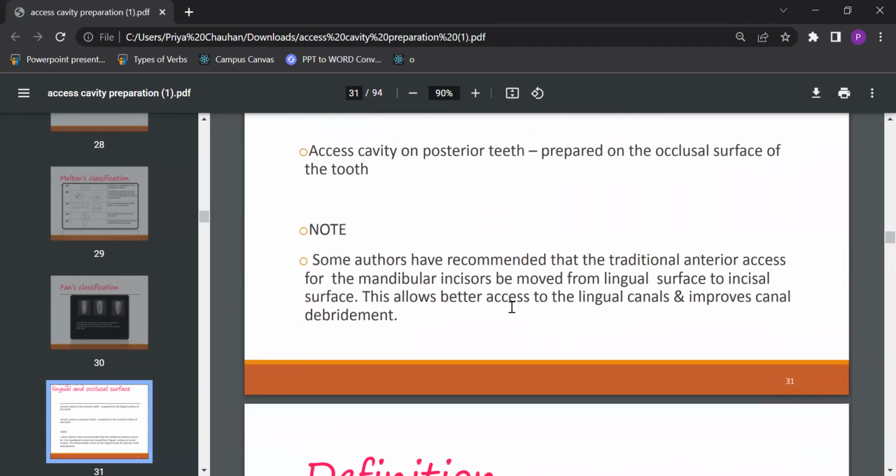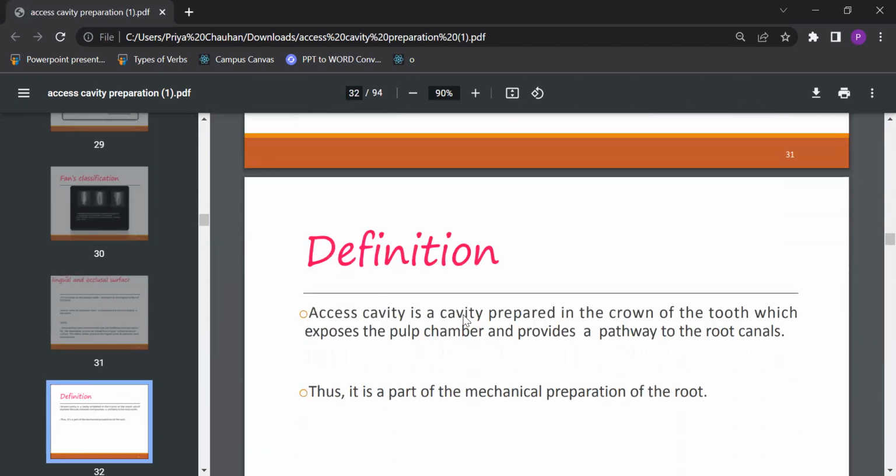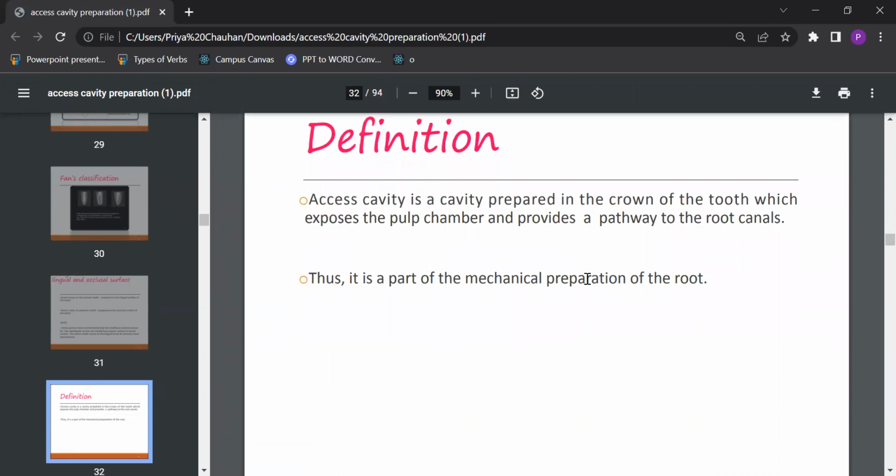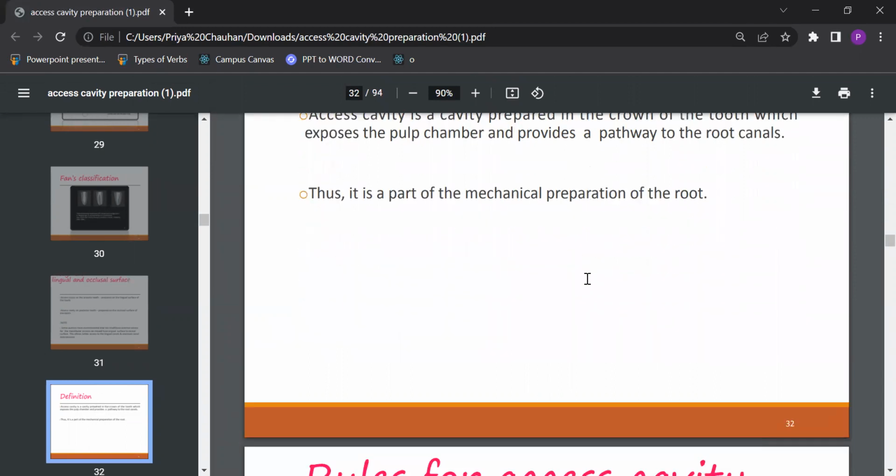So, note: some authors have recommended the traditional anterior access of the mandibular incisor be moved from the lingual surface to the incisal surface. So, next one is definition. What is access cavity? Access cavity is a cavity prepared in the crown of the tooth which exposes the pulp chamber and provides a pathway to the root canals. Thus, it is a part of the mechanical operation of the tooth.